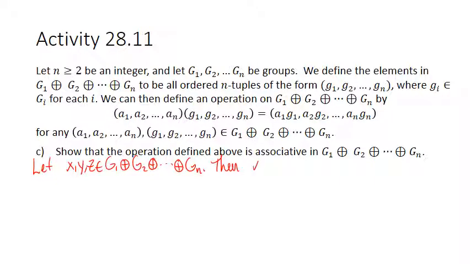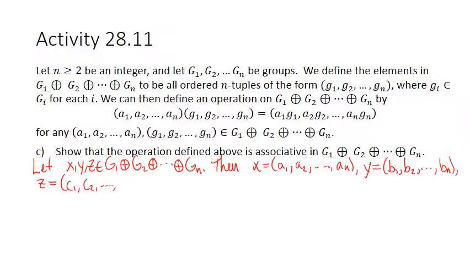Okay, then we have that X can equal, I don't know, A1, A2, through An, and then Y can equal B1, B2, up through Bn, and then Z can equal C1, C2, up through Cn, where Ai, Bi, and Ci are all in Gi for all i. Okay, so we've defined our 3 elements that are in this external direct product, and now I just have to multiply them with the parentheses in both places and show that that is the same.